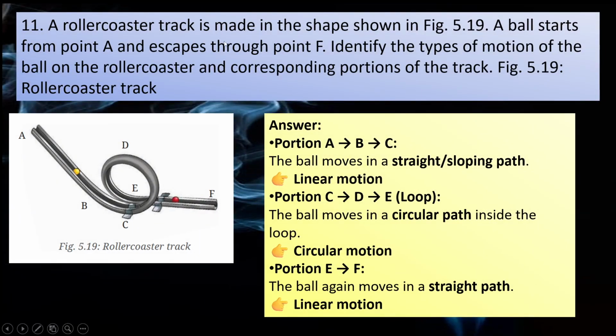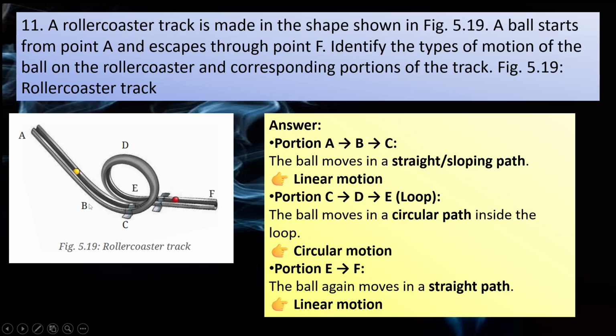11th question. A roller coaster track is made in a shape shown in figure 5.19. The ball starts from point A and escapes through point F here. Identify the type of the motions of the ball on the roller coaster and the corresponding portion of the track. Figure 5.19, the roller coaster track.